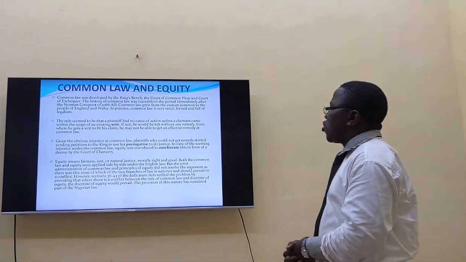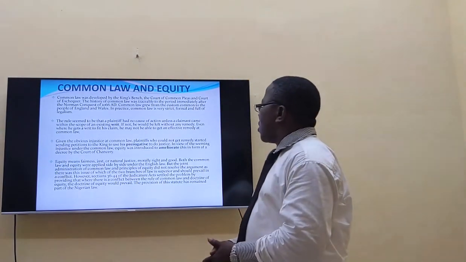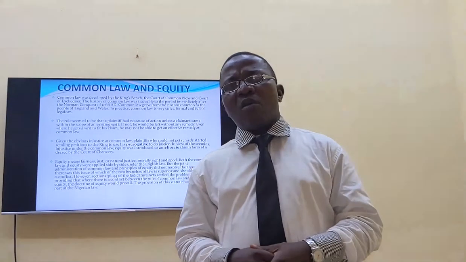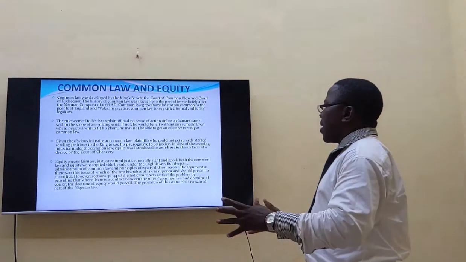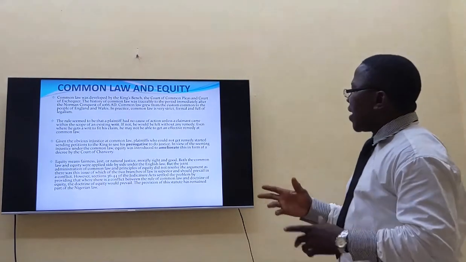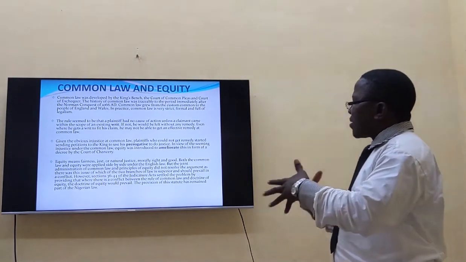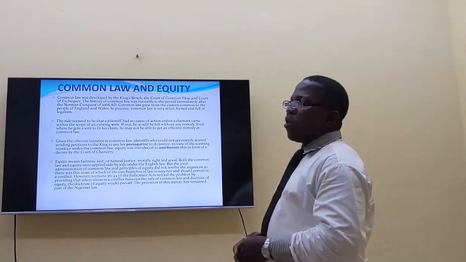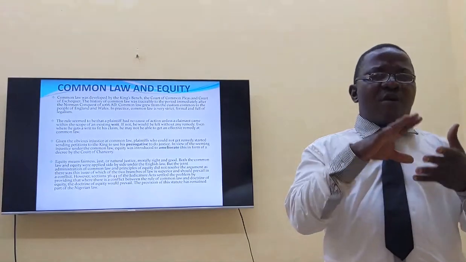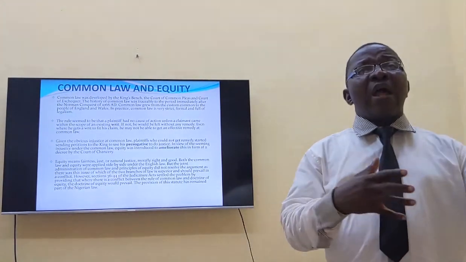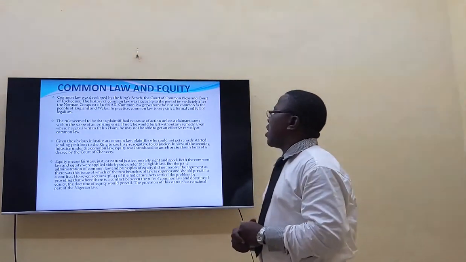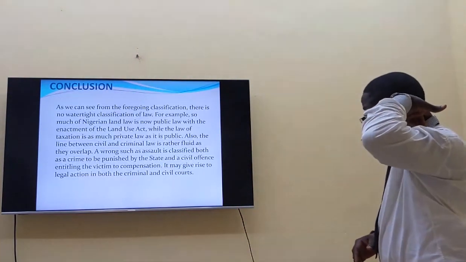In view of the seeming injustice under the common law, equity was introduced to ameliorate the defects of the common law. Equity means fairness, justice, natural justice, moral rights, good conscience. Both common law and equity were applied side by side under the English law. So, equity came to cure the deficiencies of common law. The two of them were applied simultaneously in English law. Let's go to the next one.